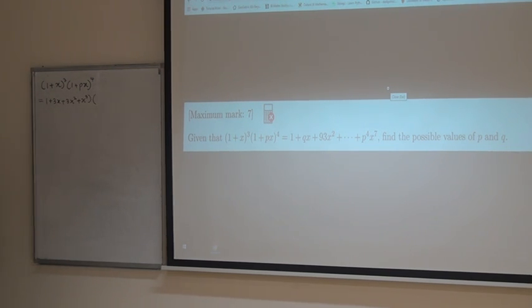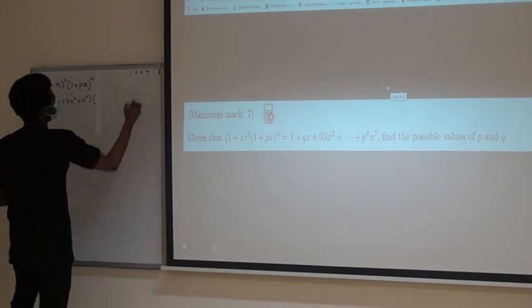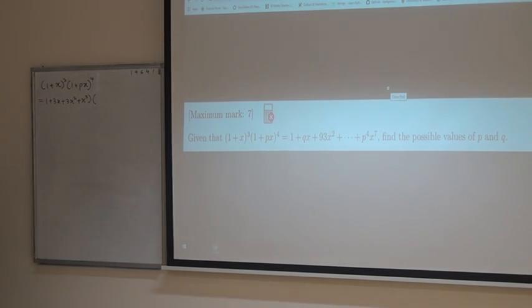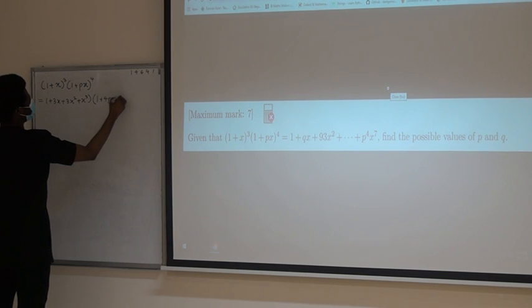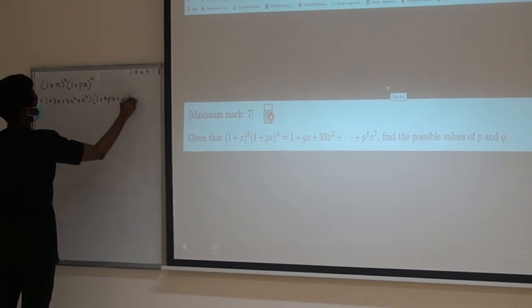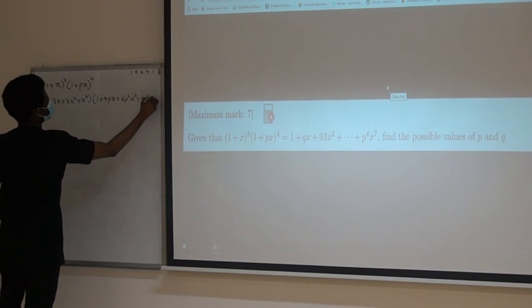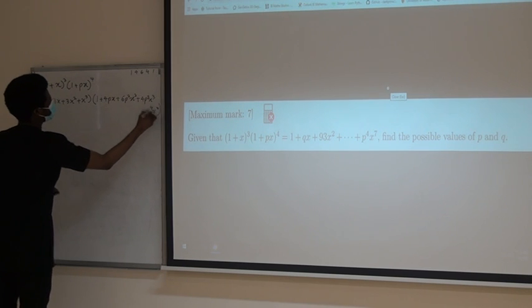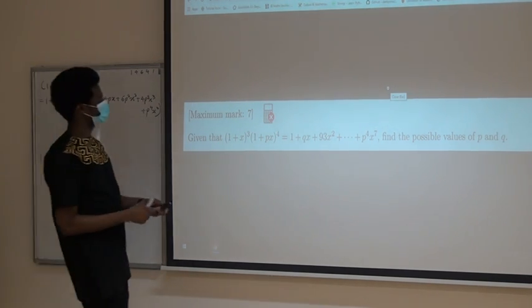Now this is 1 4 6 4 1, right? To the power 4, yes. So it will be 1, 4px, 6p squared x squared, 4p cubed x cubed, then p to the power 4 x to the power 4. But we don't need to expand everything out.